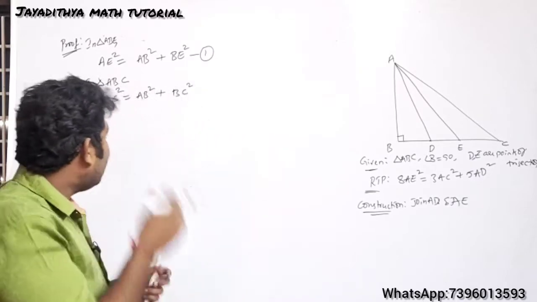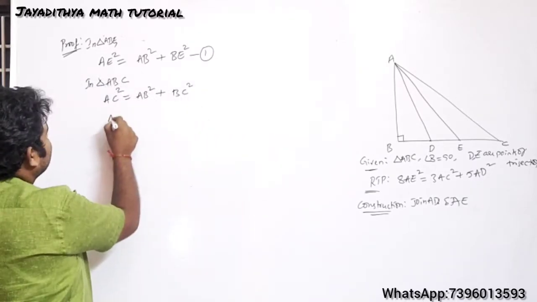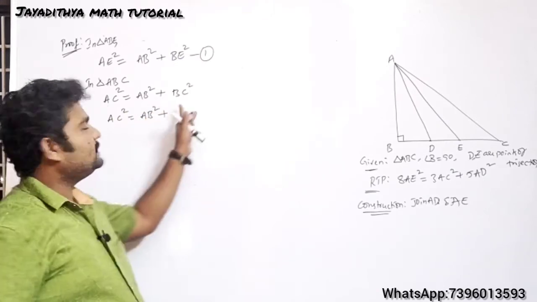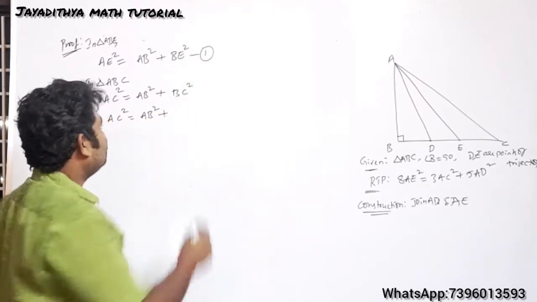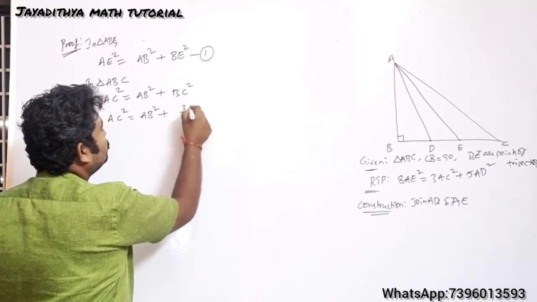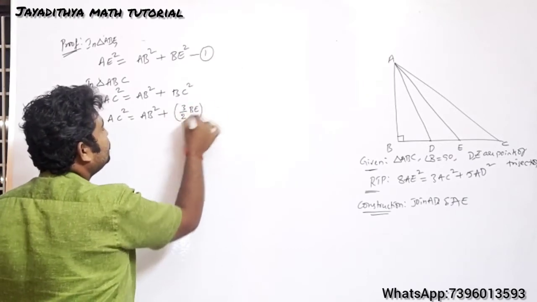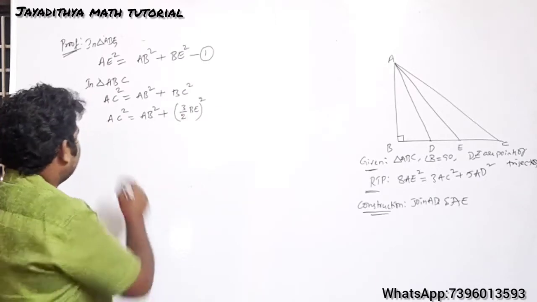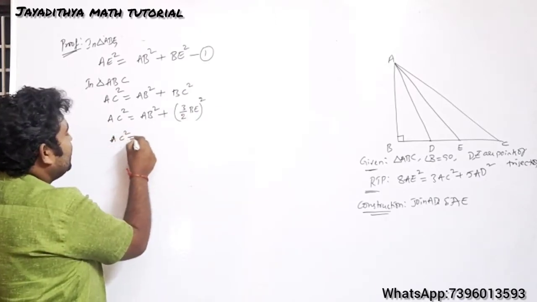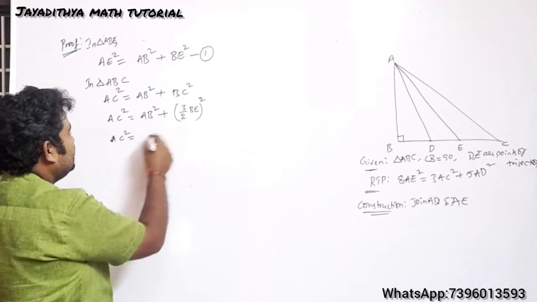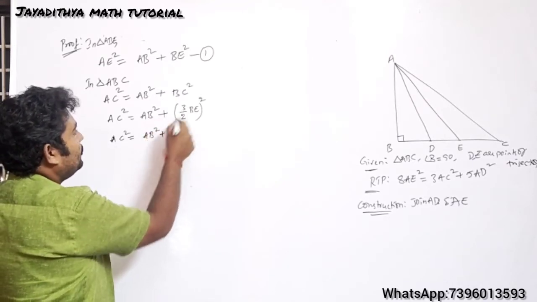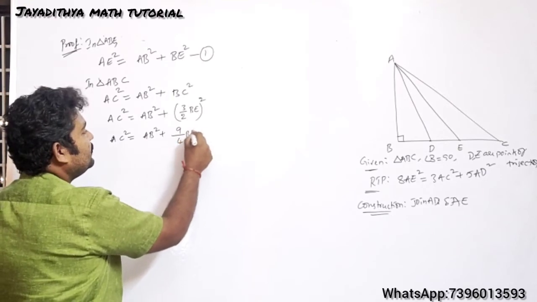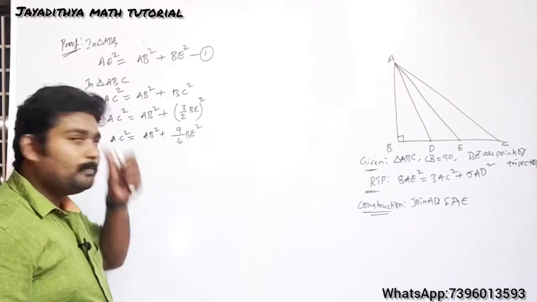Right now what should I do here? So I should convert AC square is equal to AB square plus BC square, to be converted into BE. So BC will be equal to 3 by 2 of BE, how I have explained you just now. So this will be (3 by 2 BE) whole square. So what is AC square here? AC square is nothing but AB square plus 3 square is 9 by 4 BE square.